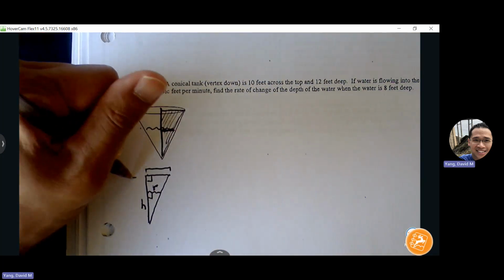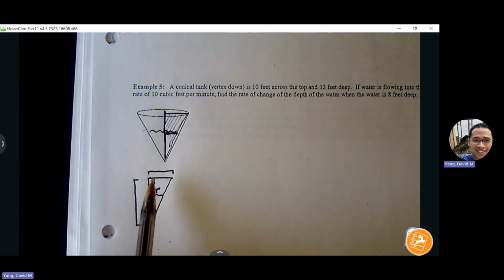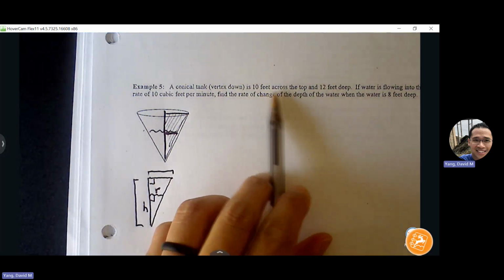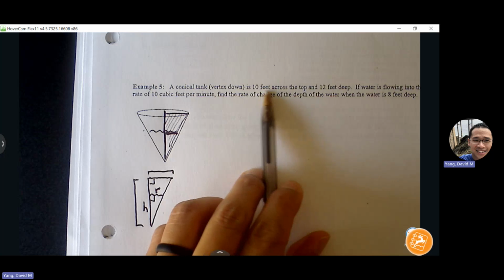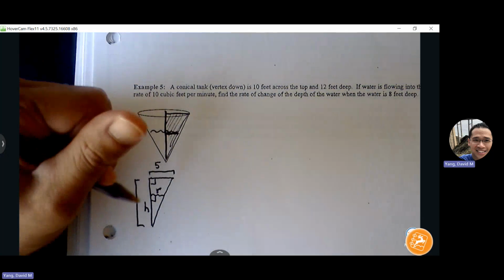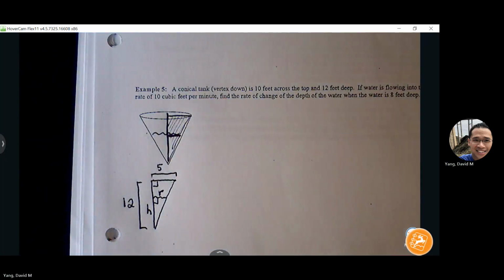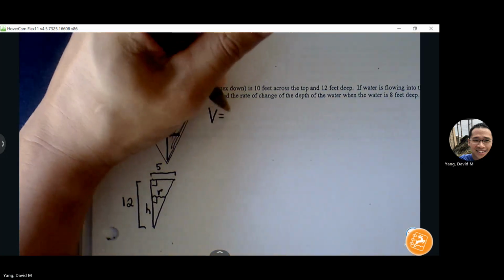Now, there are also dimensions associated with the cone. So the dimension here is 10 feet across. Now that's the diameter. What's the radius going to be? 5. And then the height is going to be 12. Now here's the volume equation.